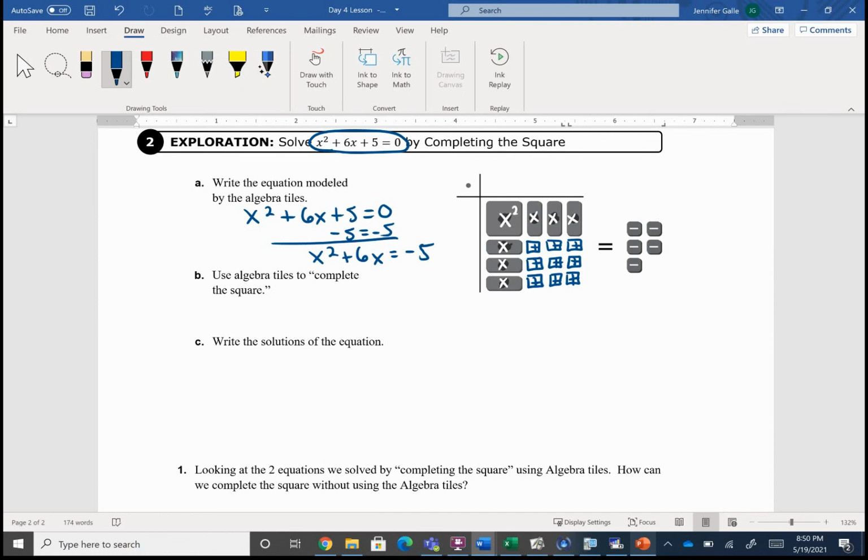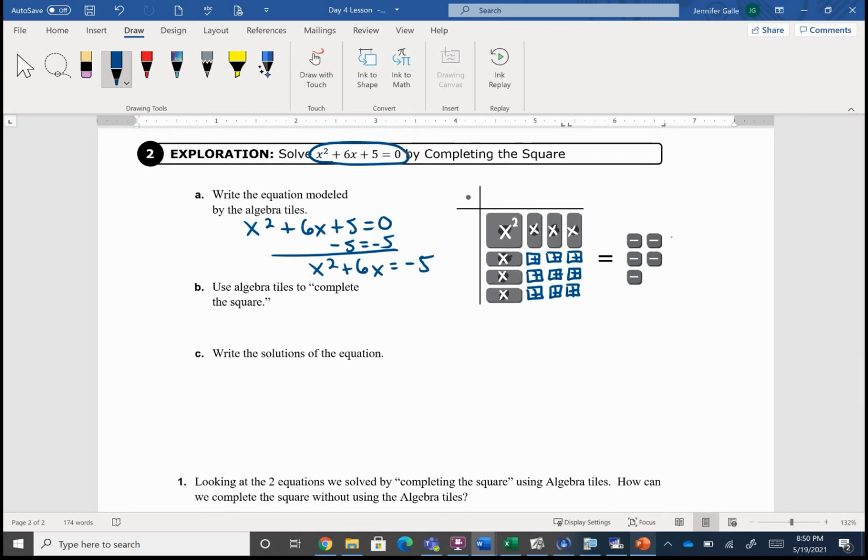All right, so over on that left side, it looks like we're going to need 9 little 1 tiles to make that perfect square. Just like we did earlier, though, we need to keep our equation balanced. So we also have to put 9 positive tiles over on the right side because we need to keep things balanced.